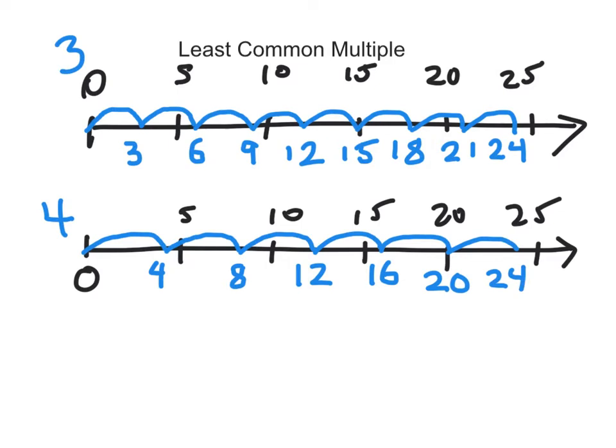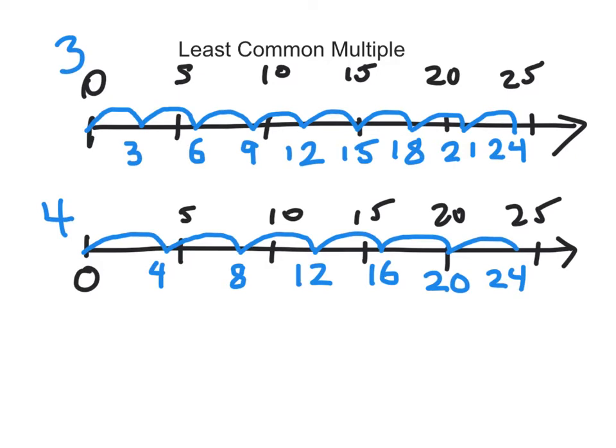Okay, so the concept of a least common multiple is that when numbers share common multiples, that means that there are numbers that they both would multiply into. So 3 multiplies into 3, 6, 9, 12, 15, 18, 21, 24, etc. 4 would multiply into 4, 8, 12, 16, 20, 24.